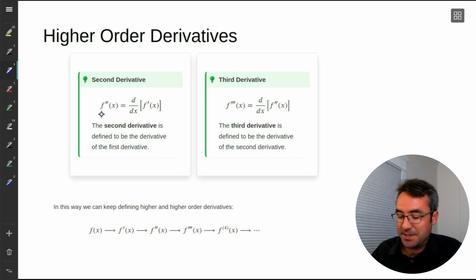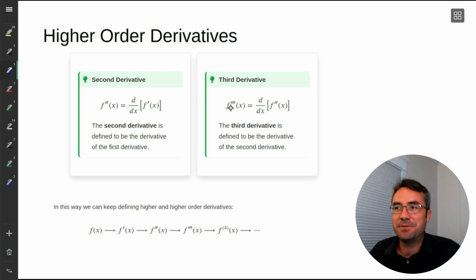So for instance, for the second derivative, we use f double prime. It's the derivative of the first derivative. And once you have the second derivative, you could figure out what the third derivative is. For the third derivative, we use 3 primes. It's the derivative of the second derivative. And you could keep going like this. You could calculate all these higher order derivatives. For a lot of functions, you can just keep doing this over and over.